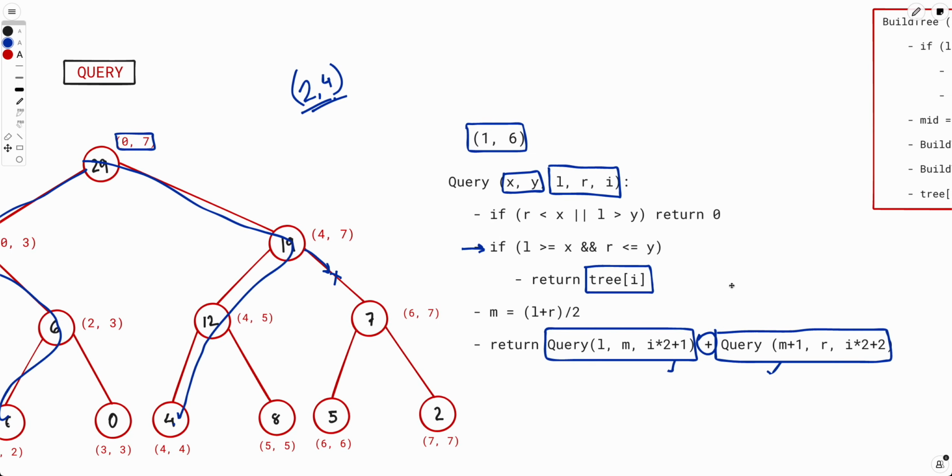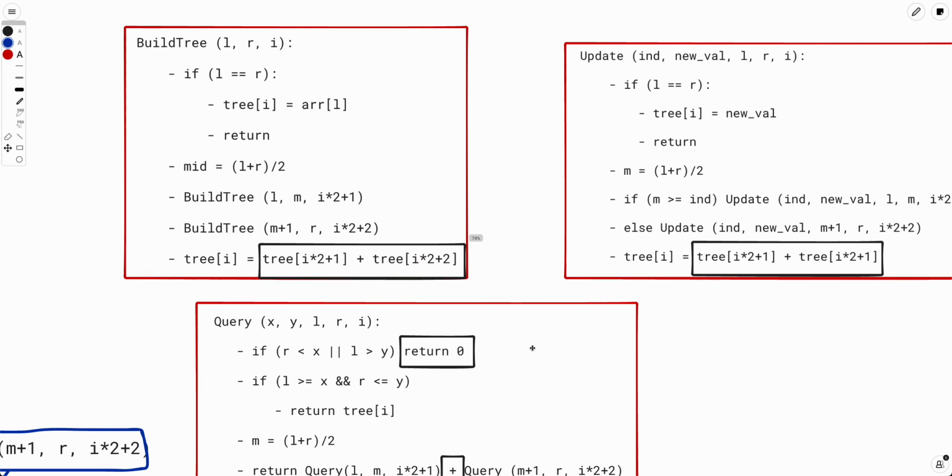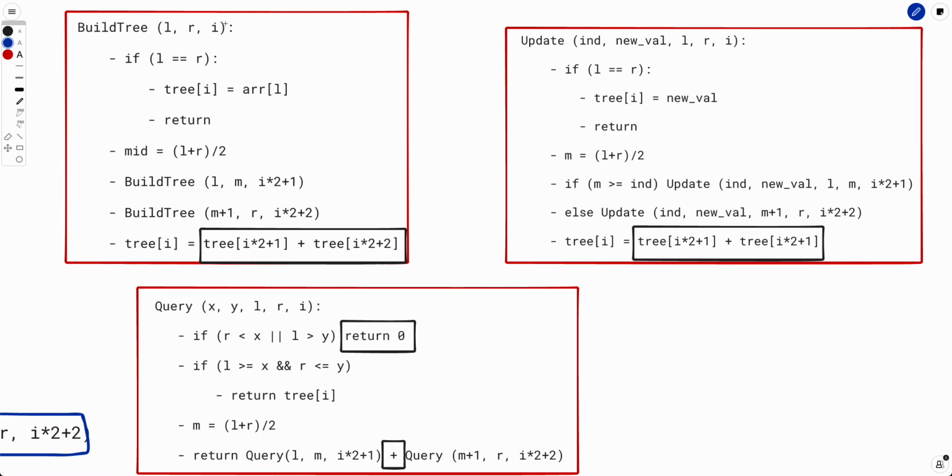Now let's look at the complete code once again. This is how we will build the tree first. The first iteration will build the entire tree, and this would take order n time. We want to build the tree for the range L comma R. So we will build the tree for L comma M and M plus 1 comma R, and then finally we will merge these two trees and figure out the value of the root node, right? So this is how we build the tree.